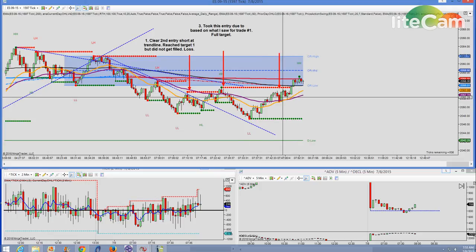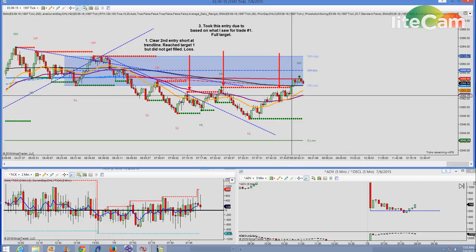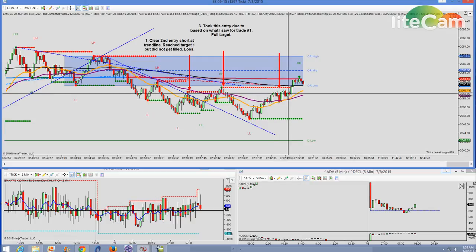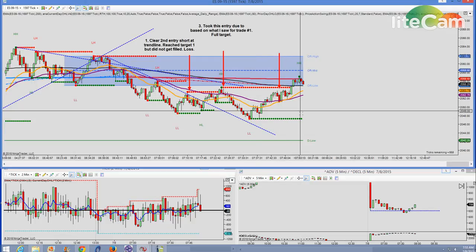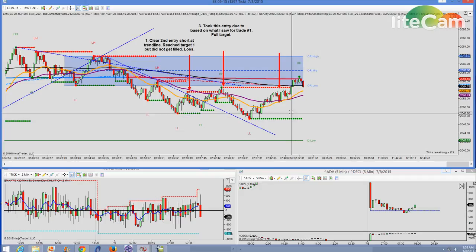So this is a good example of, if it looks right, you get in, but as you actively manage the trade and you see what's going on, you can get out. And sometimes when you get out, it's going to reverse on you and go right back down to where you expected it to go. But there's always another chance to get in.